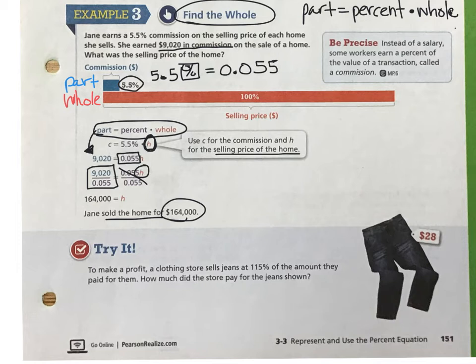Try it. To make a profit, a clothing store sells jeans at 115% of the amount they paid for them. How much did the store pay for the jeans shown? So this is how much they sell them for. What we want is, what did the store pay to get those jeans at their shop in order to sell them to customers? We need to go back to our percent equation. Part equals percent times whole.